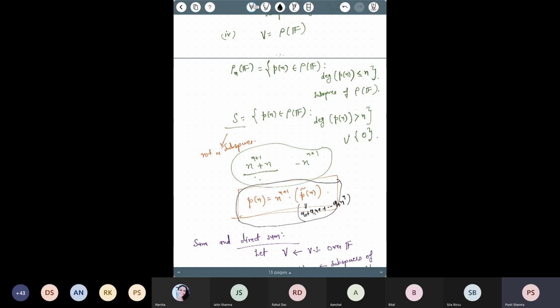For this set, you see whether this forms a subspace or not. Okay, this forms a subspace or not. So just take.